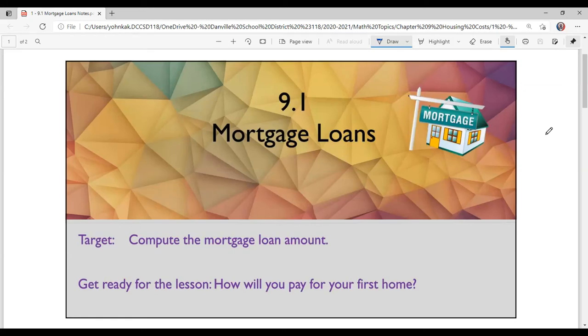Hey kids, welcome to section 9.1, mortgage loans. Today we're going to learn how to compute the mortgage loan amount.